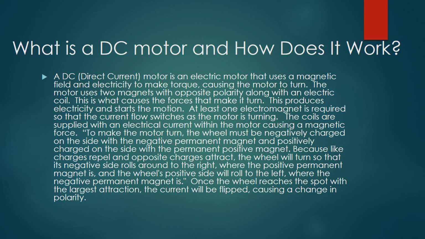To make the motor turn, the wheel must be negatively charged on the side with the negative permanent magnet and positively charged on the side with the permanent positive magnet. Because like charges repel and opposite charges attract, the wheel will turn so that its negative side rolls around to the right where the positive permanent magnet is, and the wheel's positive side will roll to the left where the negative permanent magnet is. Once the wheel reaches the spot with the largest attraction, the current will be flipped, causing a change in polarity.